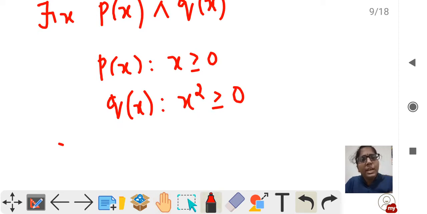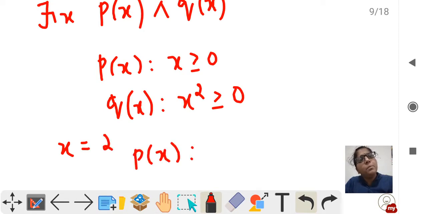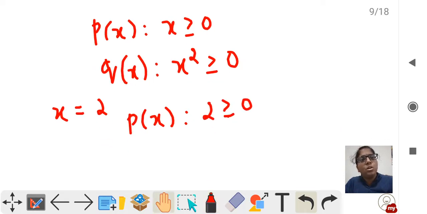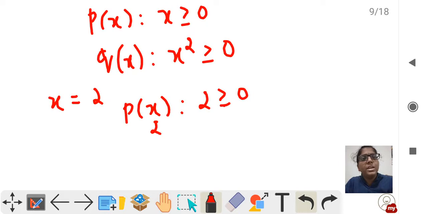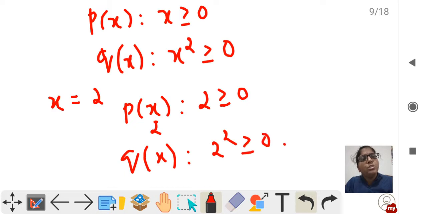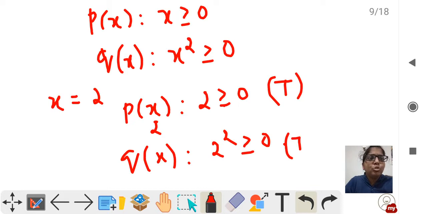So if you take x value as 2, what is P(x)? x will become 2, so 2 is greater than or equal to 0. So instead of x, we will have 2 here. What is Q(x)? It is 2 squared greater than or equal to 0. So in this case also it is true. Here also it is true. So true and true will become a true statement.